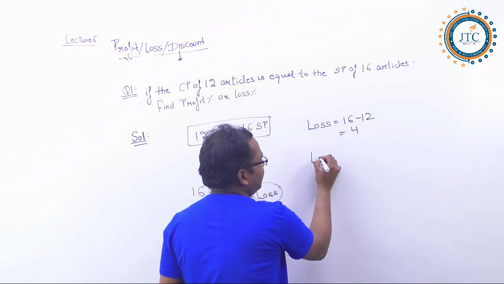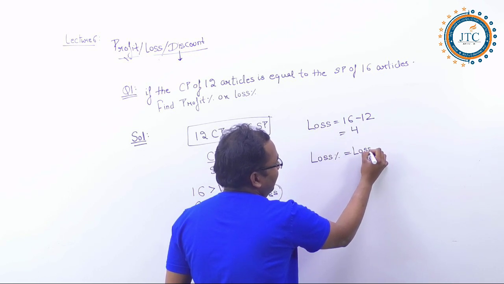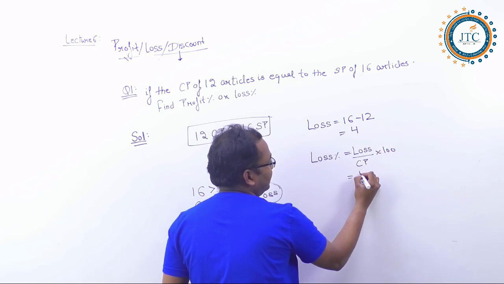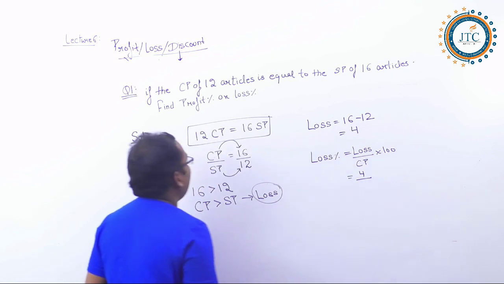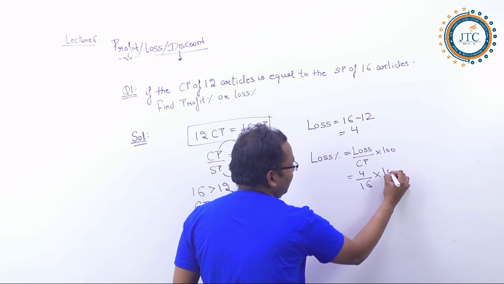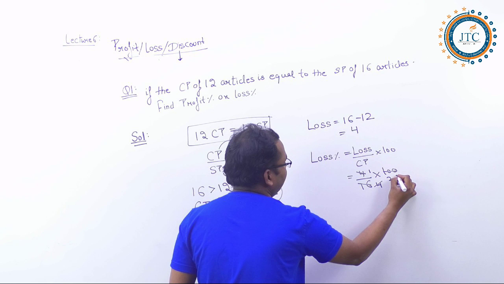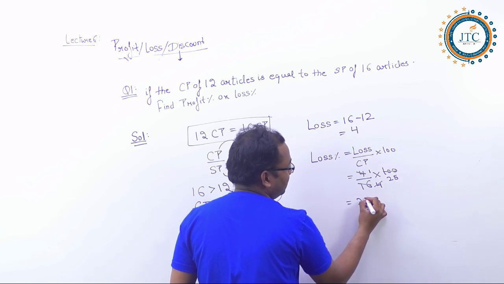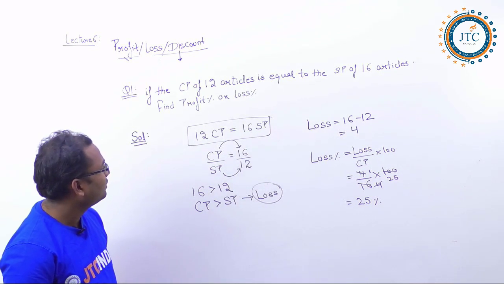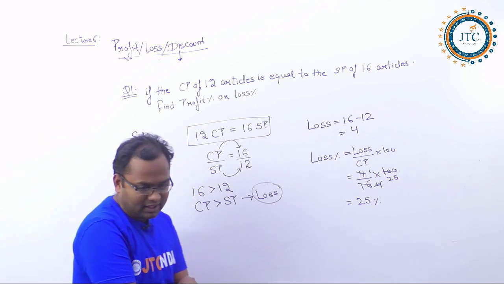So loss percent is equal to loss upon cost price into 100. So loss here is equal to 4, value of cost price here is 16, multiplied by 100. Cancelling, this is 1, this is 4, this is 1, this is 25. So the value of loss percent here comes out to be 25%. 25% is the answer.